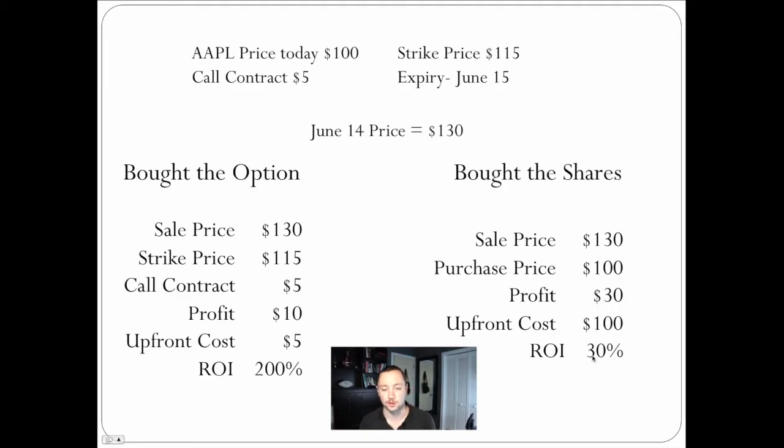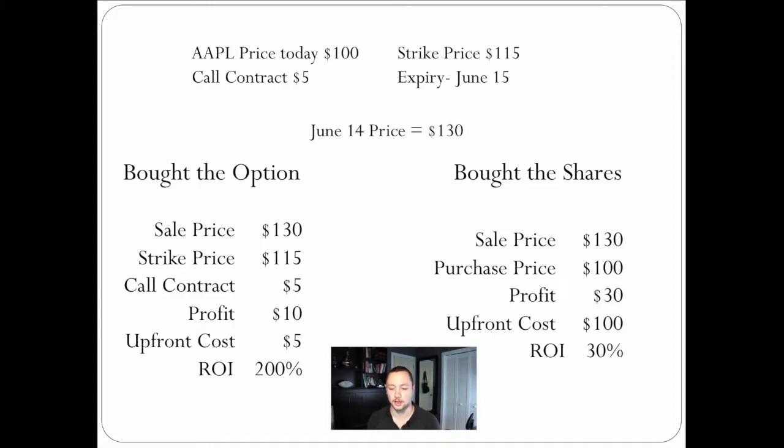That makes sense there. But here's the massive difference: you did the exact same share, the price moved the exact same amount, but if you had bought the option, you made 200% return on your money. And if you had bought the shares, you made 30% return on your money on a per share basis. And then you just spend however much money you want. So the option paid off significantly higher here than buying the shares, because the reward on an option is much higher, but so is the risk. And we're going to look at that here shortly.